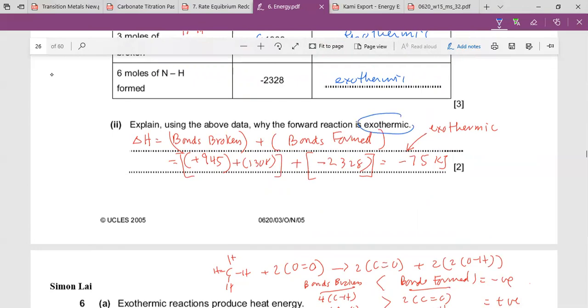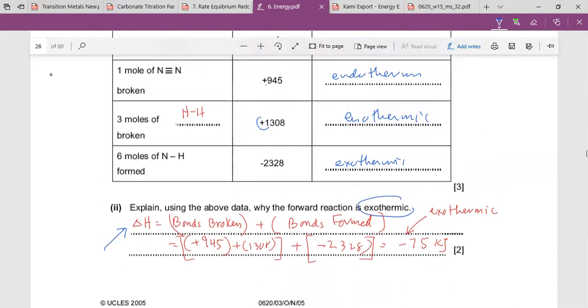Very simple. You do the same thing as I did. Heat change is equal to bonds broken plus bonds formed. Okay, so plus 995, this is the bonds broken, plus 945, plus 1138. Okay, plus now this is minus. See, they put it like that. So it's minus. Minus means exothermic. You need to show why. So you do the calculation, you get the answer.